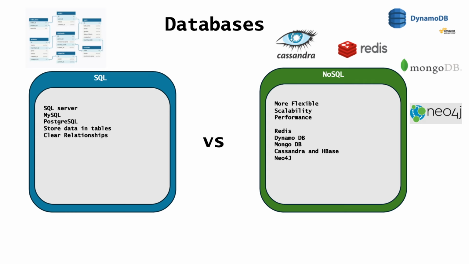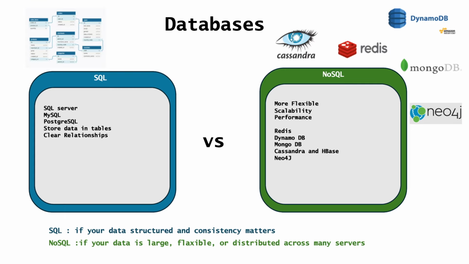So which one should you use? If your data is structured and consistency matters, go with SQL. If your data is large, flexible, or distributed across many servers, NoSQL might be your best choice. In real-world systems, most companies actually use both: SQL for critical business data and NoSQL for scalability and speed. Understanding when and how to mix them is one of the key steps in mastering system design. Today, most modern applications use a mix of SQL and NoSQL databases, relational for structured data, and NoSQL for flexibility and performance.